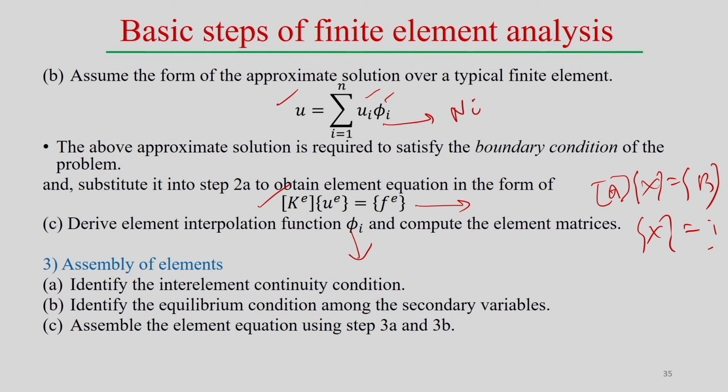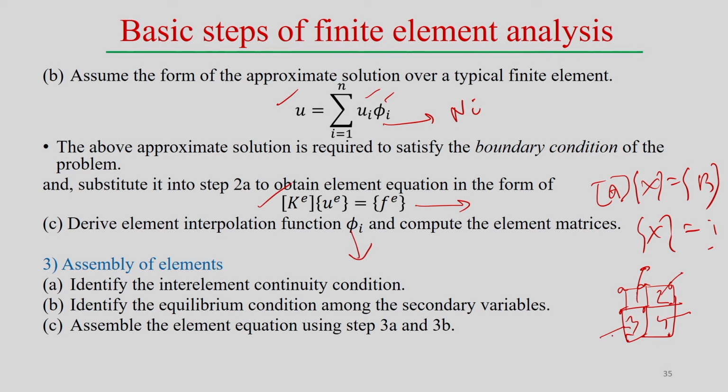Then the next step is assembly of the elements. Identify the inter-element continuity condition, identify the equilibrium condition among the secondary variables, and assemble the element equations using step 3a or step 3b. In general, we can see one particular element, say element 1, 2, 3, 4, associated with some nodes, and some nodes are common to elements. So we focus on the formulation of one particular element, and the same can be done for elements 2, 3, and 4.